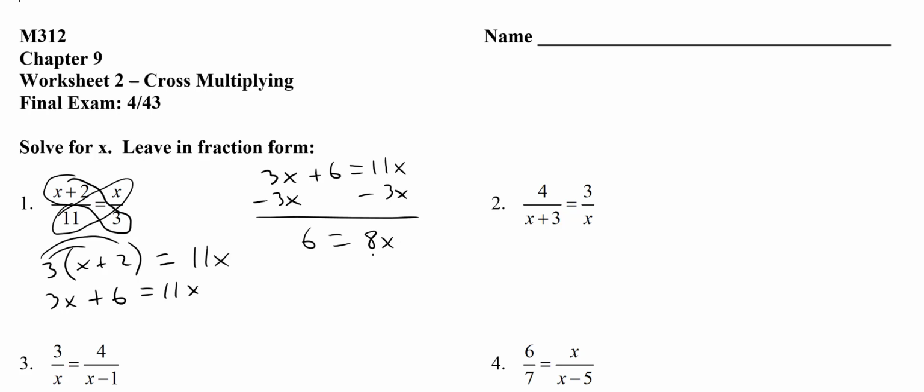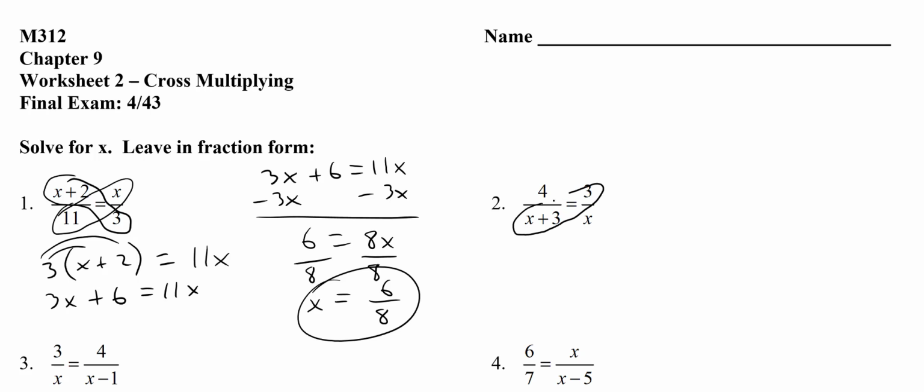And then your last step is to divide by 8. I'm not even looking for you to reduce the fractions, so you can just give me x equals 6/8, and that's fine. That's your answer. All right, so let's keep going. For this next one, again, you cross multiply.